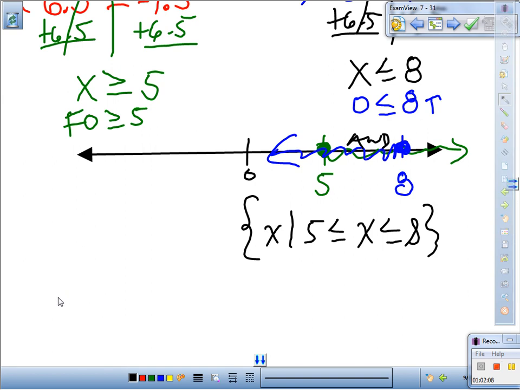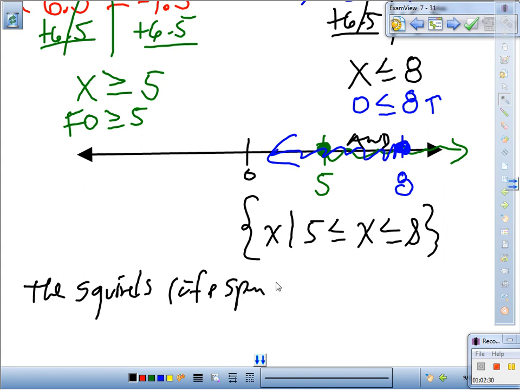What would be a statement? Ask your neighbor, what do you write as a statement for this, for the squirrel? Very good. The squirrel's lifespan is from 5 to 8 years old.